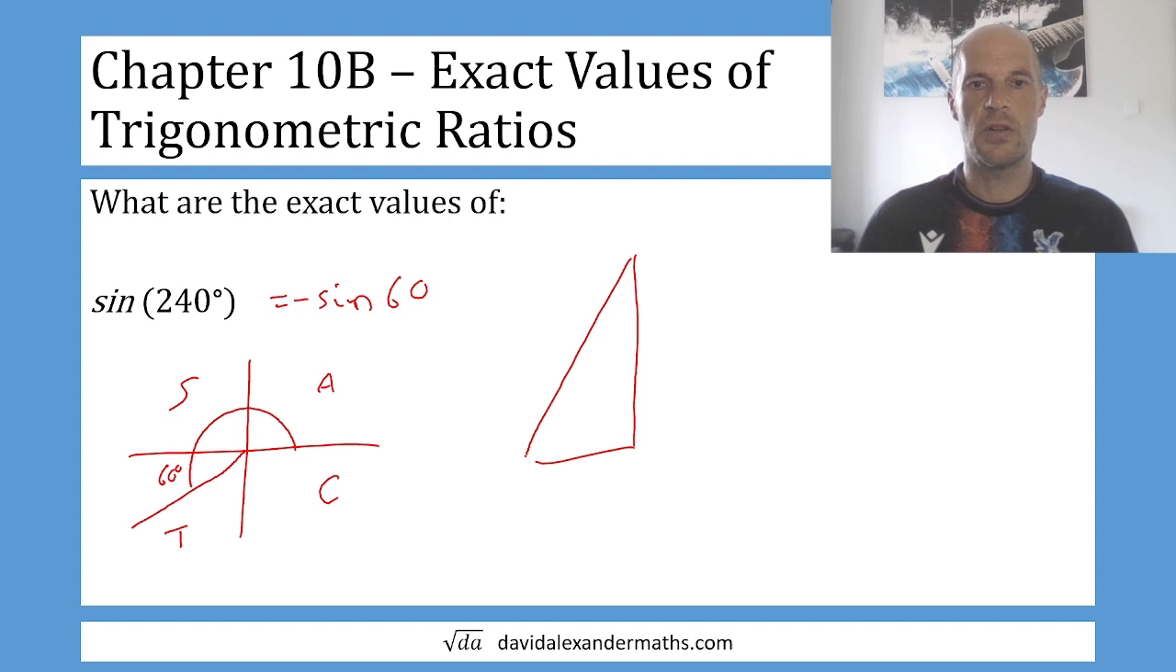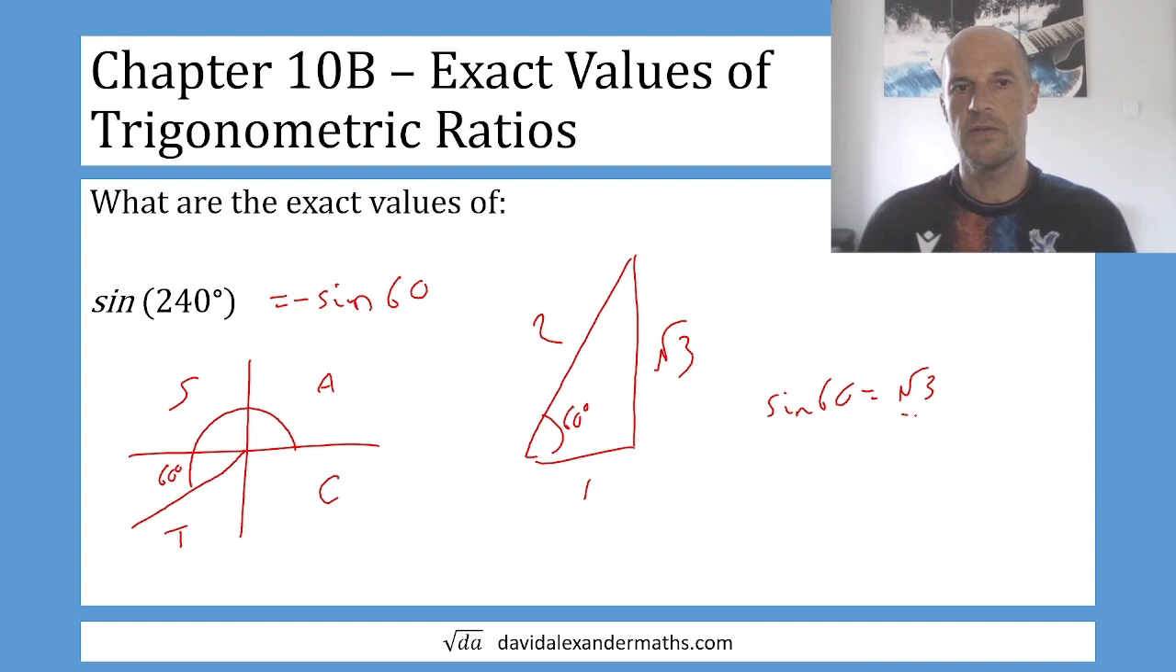Okay, so here we want the 1, 2, root 3 triangle. This is the 60-degree angle here. The sine of 60 is root 3 over 2. So minus sine 60 is simply minus root 3 over 2.